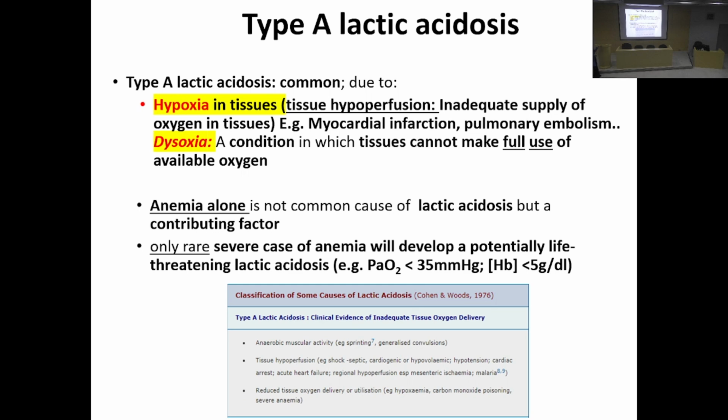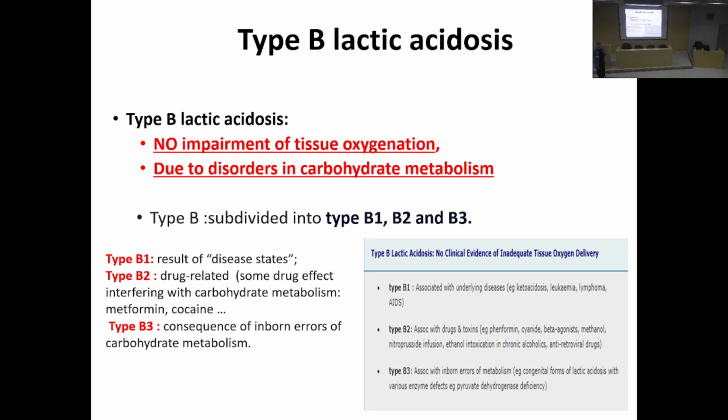The second type is called type B lactic acidosis. This is not due to hypoxia, but to a disturbance in carbohydrate metabolism. That is one, hypoxia, and the other, carbohydrate metabolism. Type B is subdivided into three subtypes. The B1 is associated with diseases like ketoacidosis, leukemia, lymphoma, and HIV. So these kinds of diseases can lead to lactic acidosis type B.